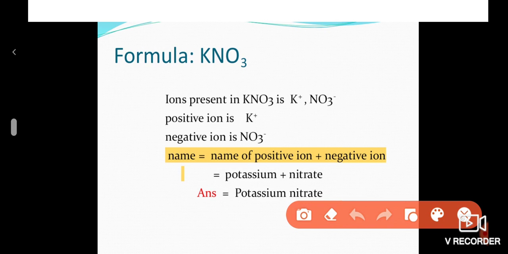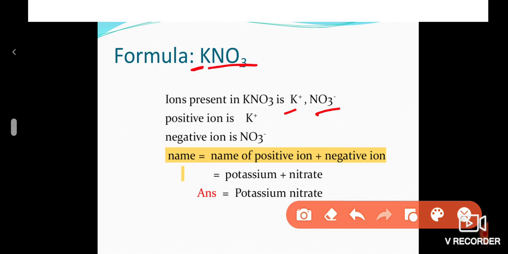We know that an ionic compound is made up of positive and negative ions. Here, what is the positive ion? Potassium is a metal, so absolutely it is a positive ion. So K plus, and it is made up of the negative polyatomic ion, that means NO3 minus. Okay, so KNO3 contains K plus and NO3 minus ions.